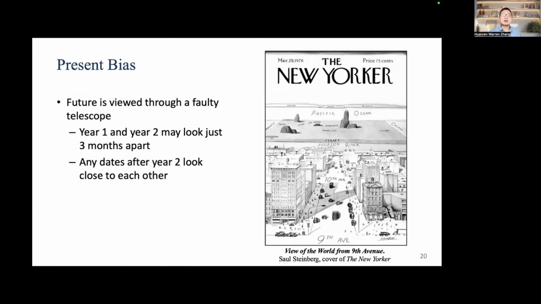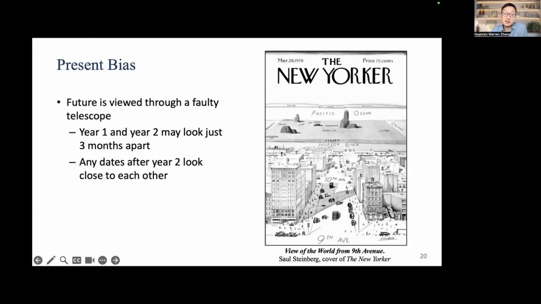So here is a quite interesting illustration. It's a very nice illustration of present bias. This is depicting the view of the world from Ninth Avenue. It first appeared on the cover of the New Yorker. So as a New Yorker, when you look at other places, something near you seems very obvious. But when you go further, like the Hudson River, which is still near Manhattan in New York City, it seems quite a bit smaller. When you consider Chicago, Kansas City, and Las Vegas, California, they are farther away.